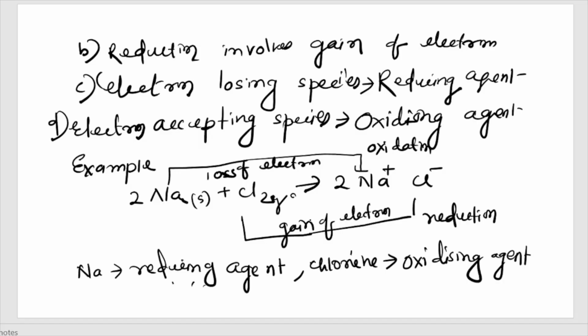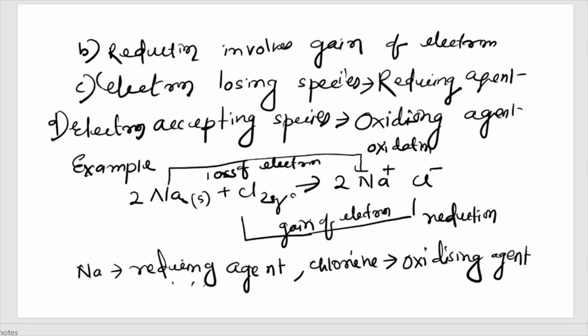Electron losing species, who is losing electron? That is called reducing agent, because it reduces other and itself is oxidized. And the electron accepting species, that means the gaining species, that is oxidizing agent. Oxidizing agent is one which oxidizes other and itself is reduced.